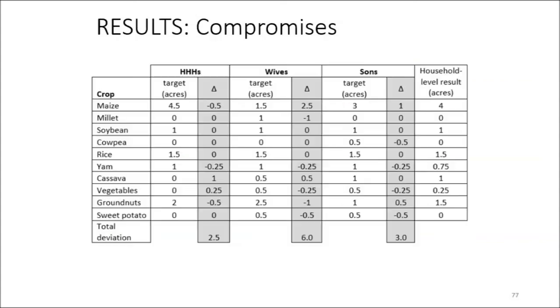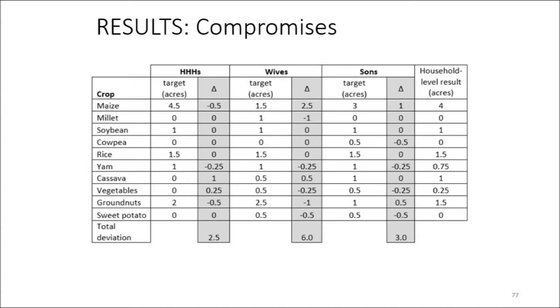And here you can see the compromise that the different household members made. So the first column is the household heads, the target area, and the deviation in comparison to the household level result. The wives and the sons the same for the different crops. And then I added up in the gray column the total deviations, and we can see the household heads deviated 2.5 acres from the household level results in total, and the wives had by far the highest deviation.